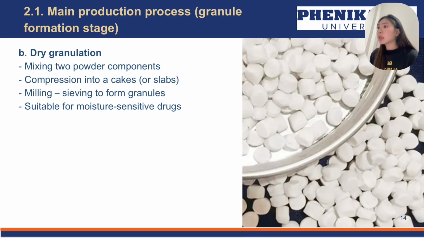Part B is dry granulation, which includes: first, mixing the powder components, next pressing into cakes or slabs, then milling and sieving to form granules. Suitable for moisture-sensitive drugs.